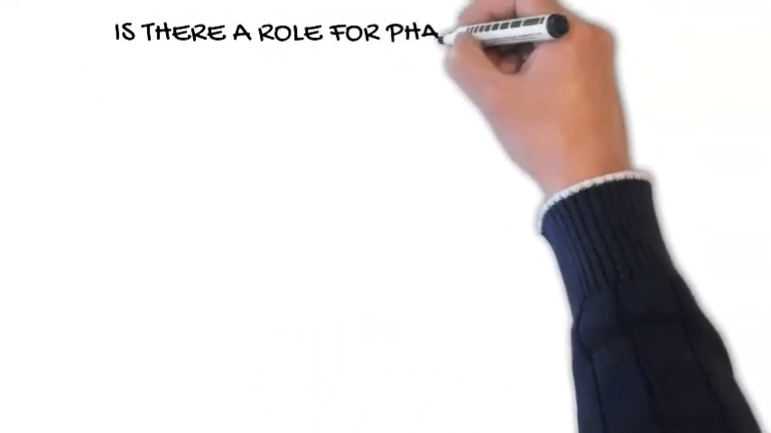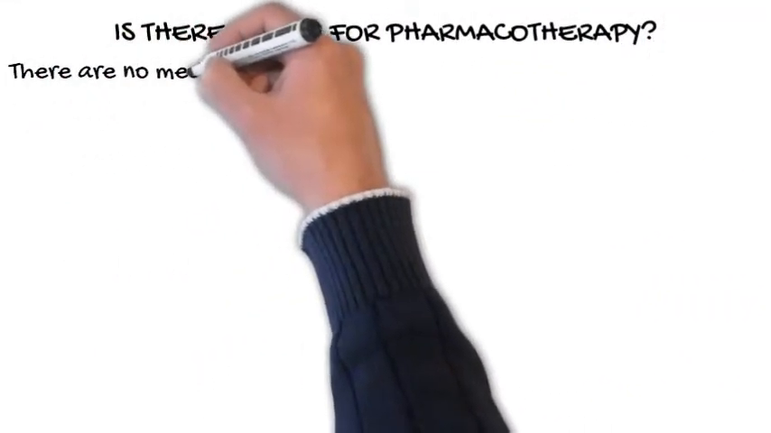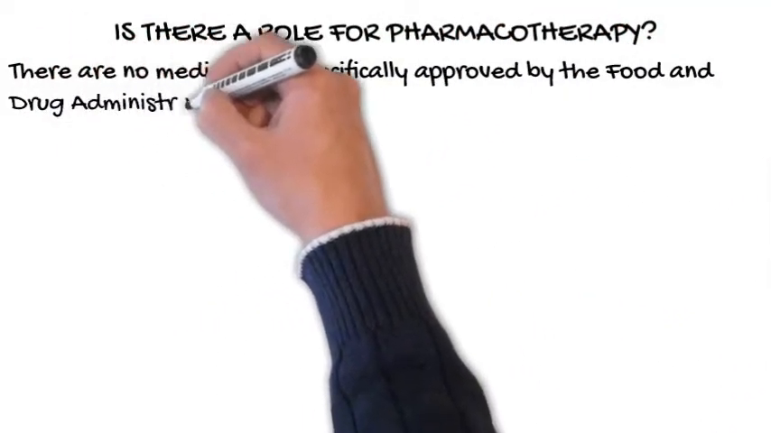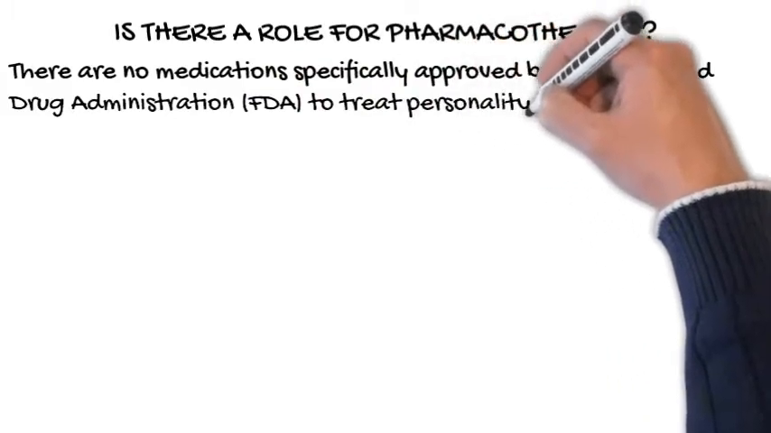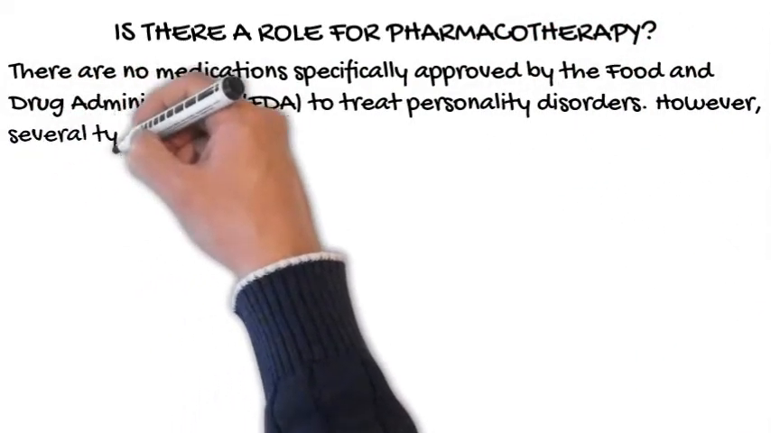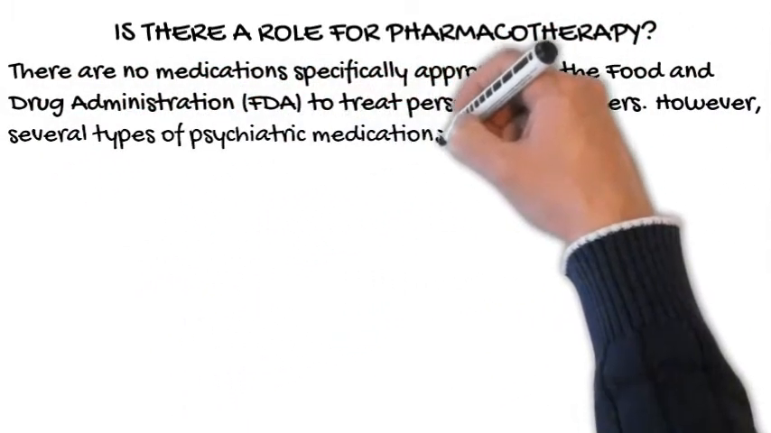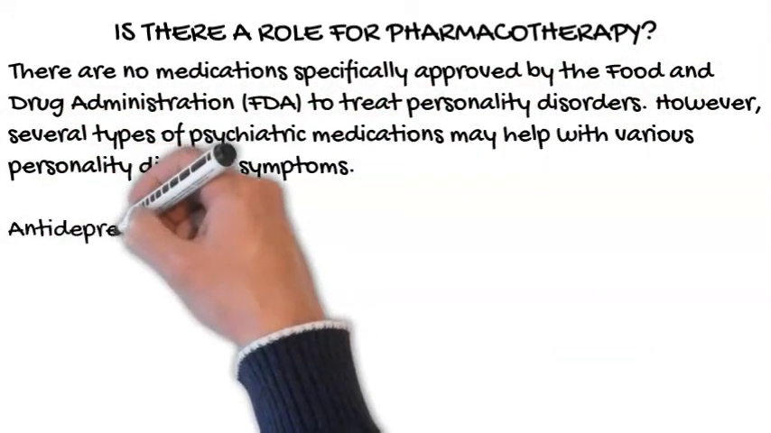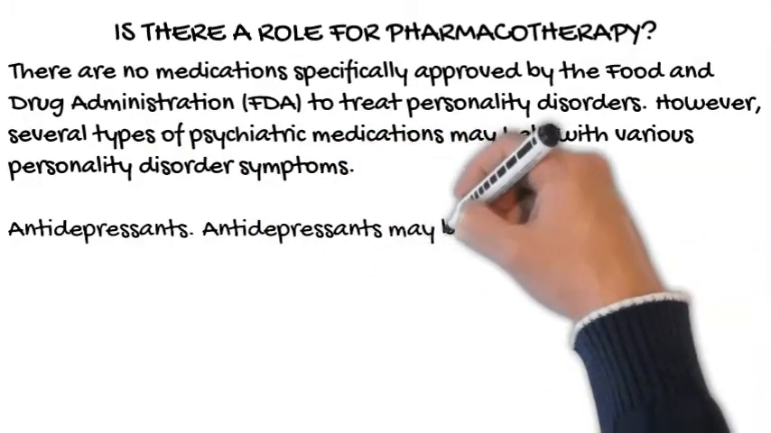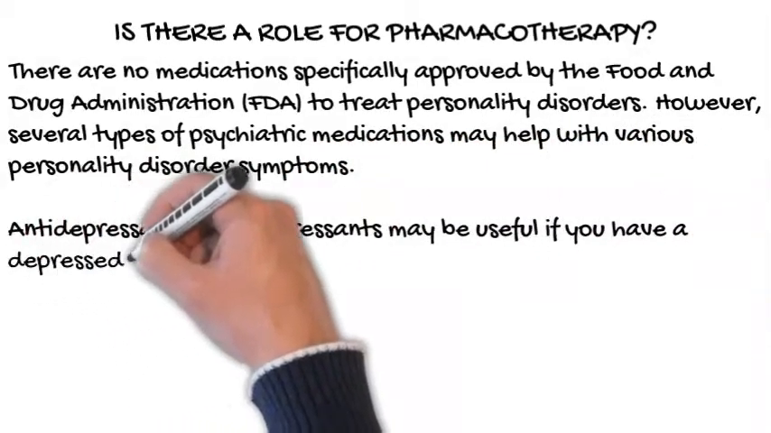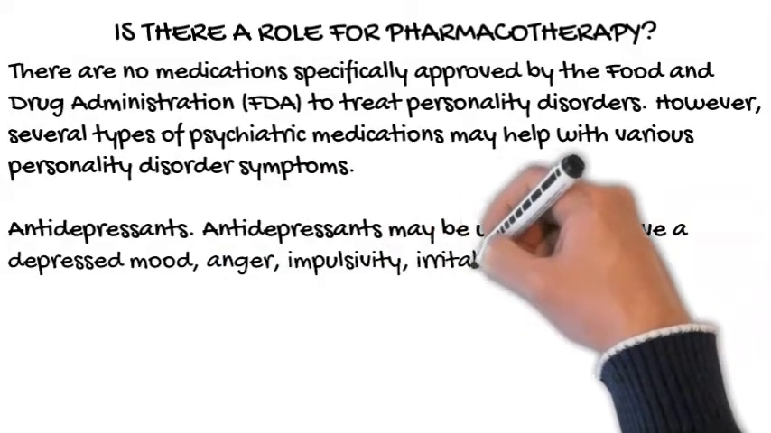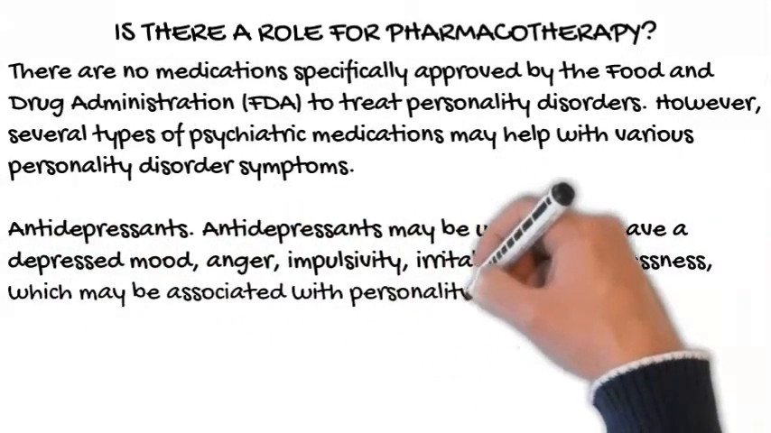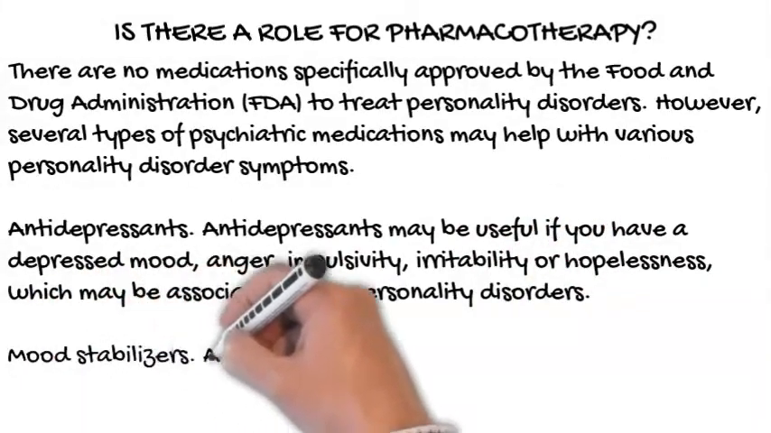Is there a role for pharmacotherapy? There are no medications specifically approved by the Food and Drug Administration, FDA, to treat personality disorders. However, several types of psychiatric medications may help with various personality disorder symptoms. Antidepressants. Antidepressants may be useful if you have a depressed mood, anger, impulsivity, irritability or hopelessness, which may be associated with personality disorders. Mood stabilizers.